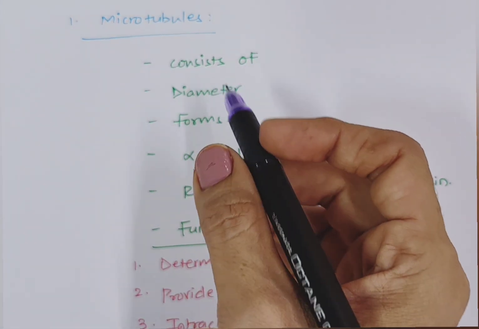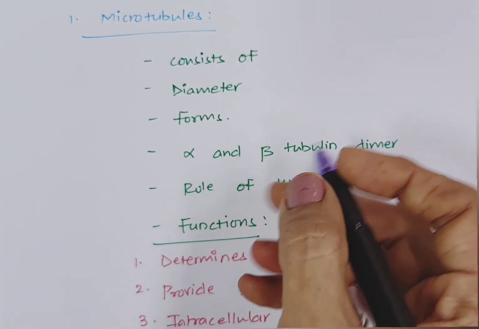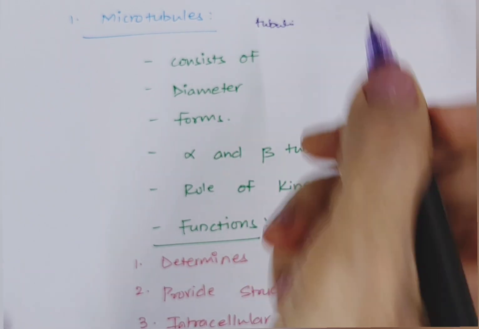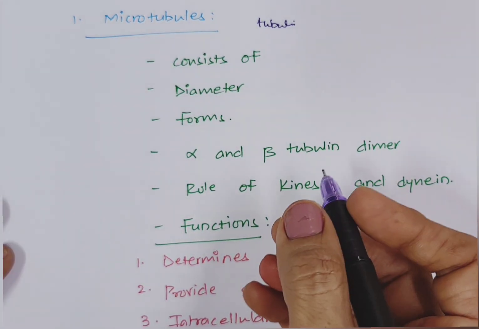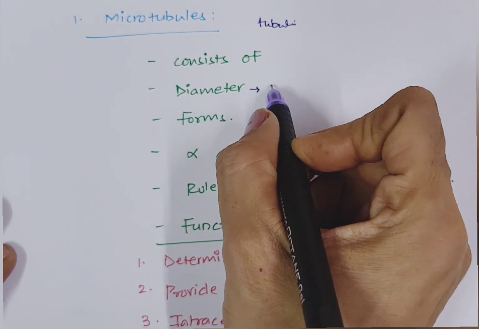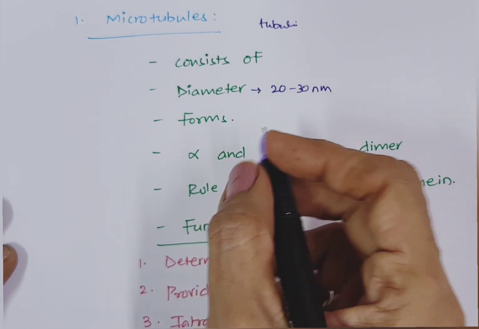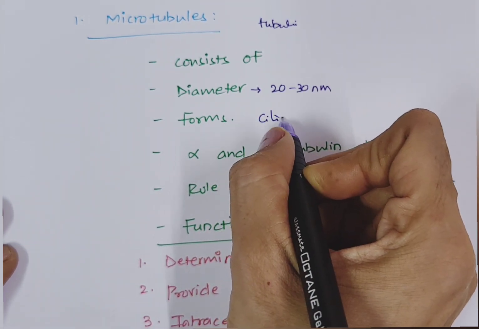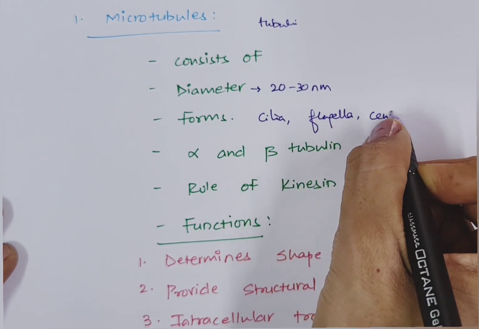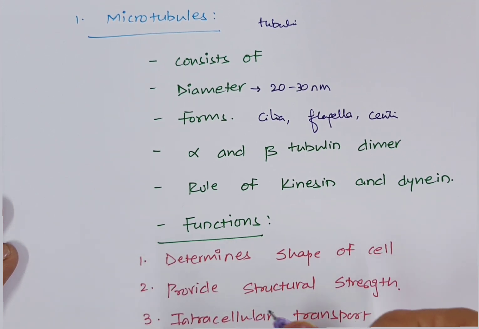Starting with microtubules. Microtubules are straight, hollow, tube-like structures, and they are made up of a protein. The name of the protein is tubulin. This tubulin forms the microtubule. Microtubules are the thickest, with a diameter of 20 to 30 nanometers, and they form the cilia of the cell, the flagella of the cell, and centrioles, and they are important for various functions.